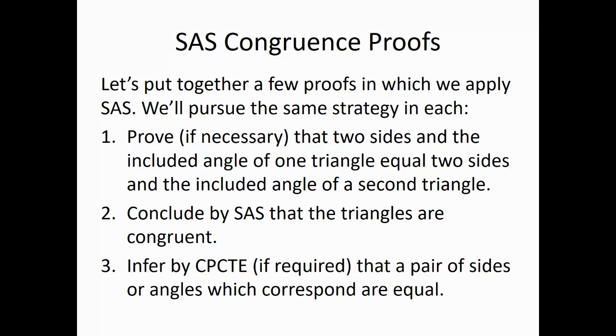Now, let's put together some SAS congruence proofs. That is, we will apply SAS congruence to draw conclusions about triangles. So how do these go?